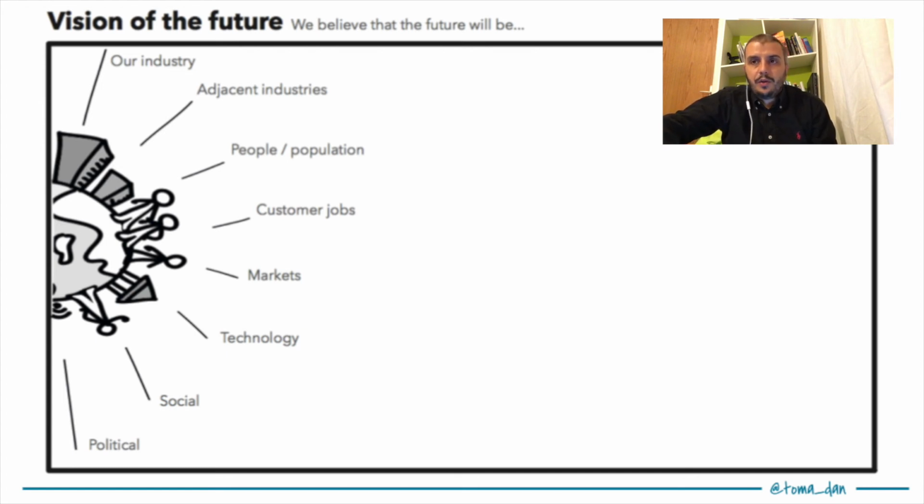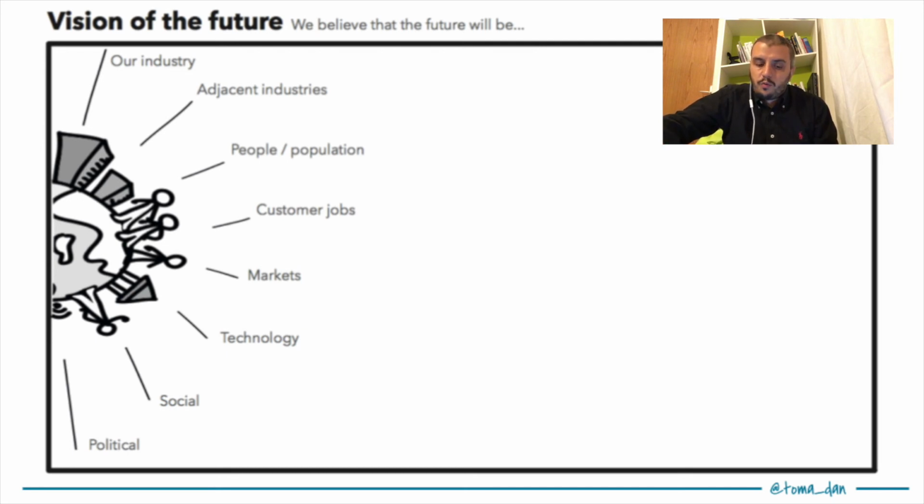Do you think this is going to impact your company and the existence of your company? Write down what are some key trends when it comes to population and demographics. Also think about customer jobs. Do you think the customer job is going to develop over time, or do you think it's going to stay constant, the same as it is today?